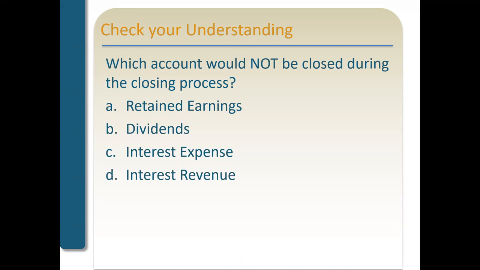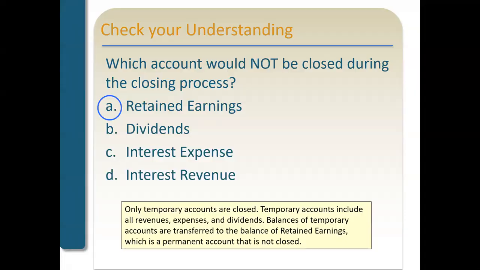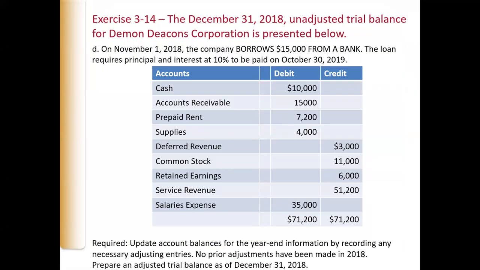Which account would not be closed during the closing process? We know we close revenues. We know we close expenses, and we know we close dividends, but we never close out retained earnings because that's a permanent account. It continues on. So the ending balance of one period is the beginning balance of the second period. Okay?